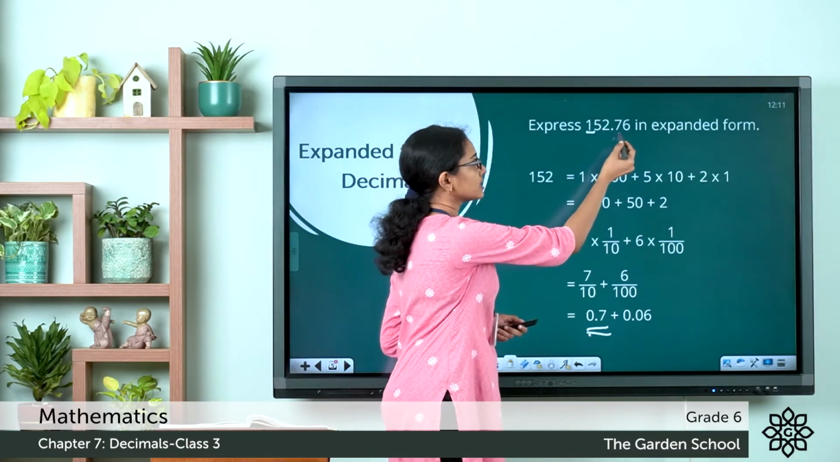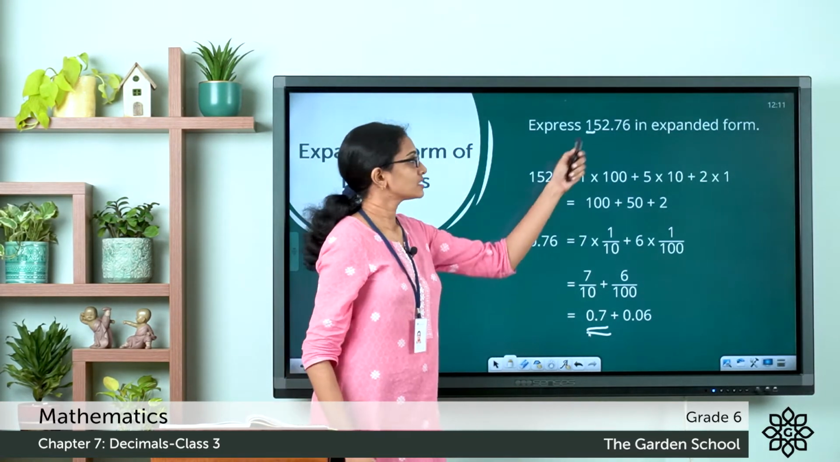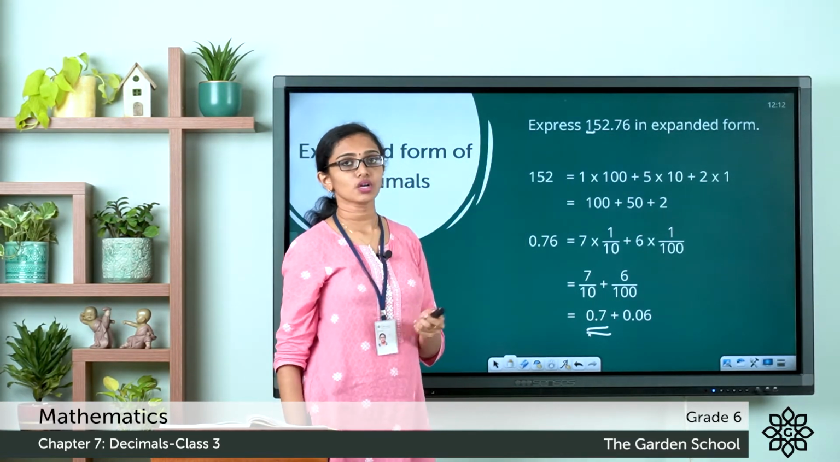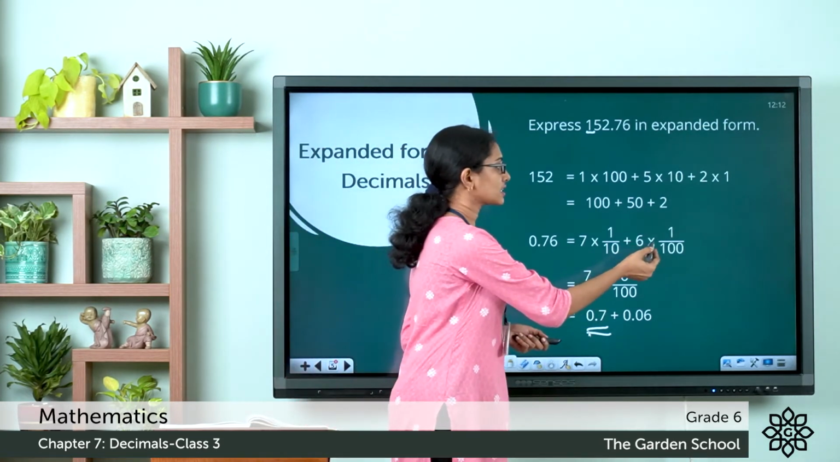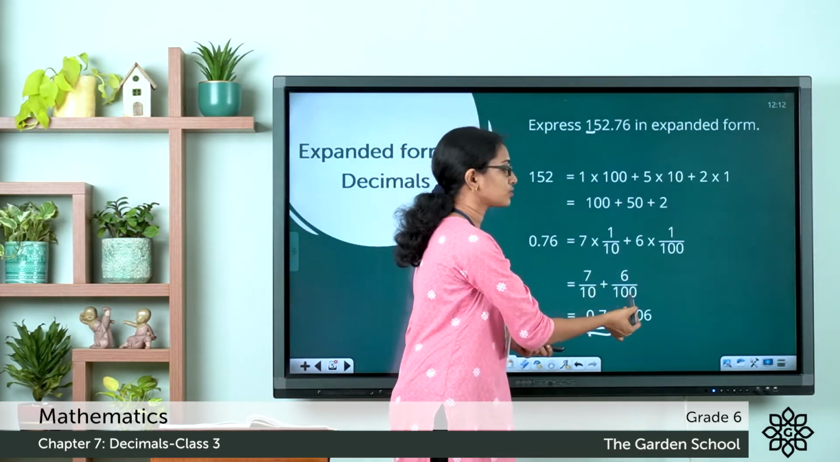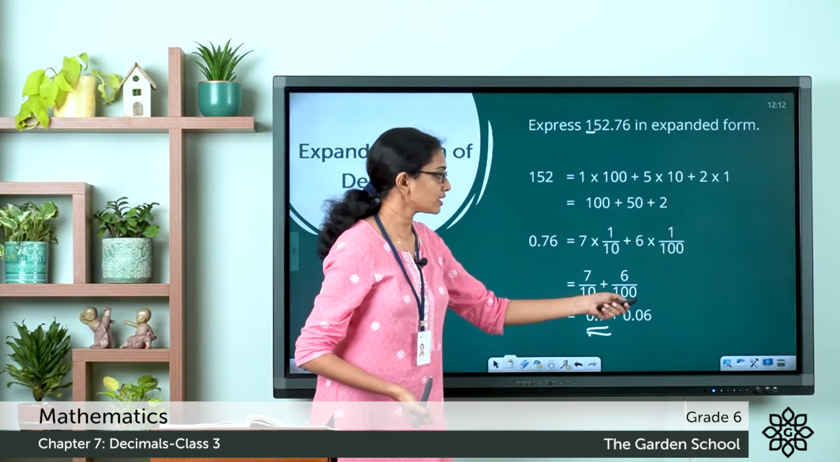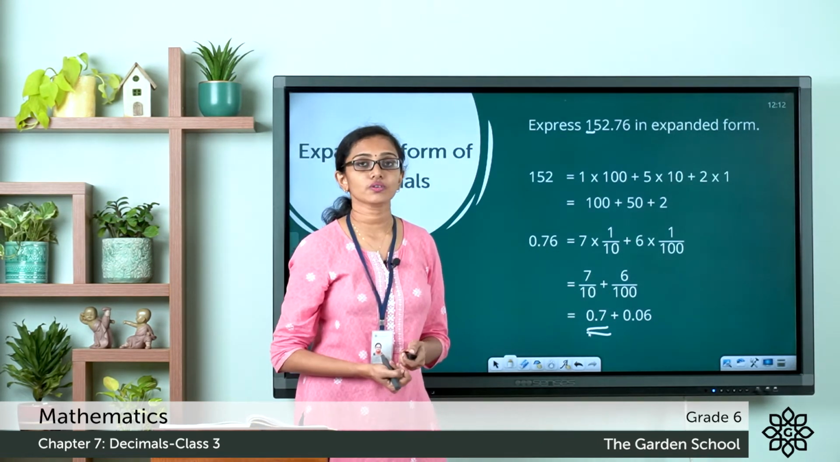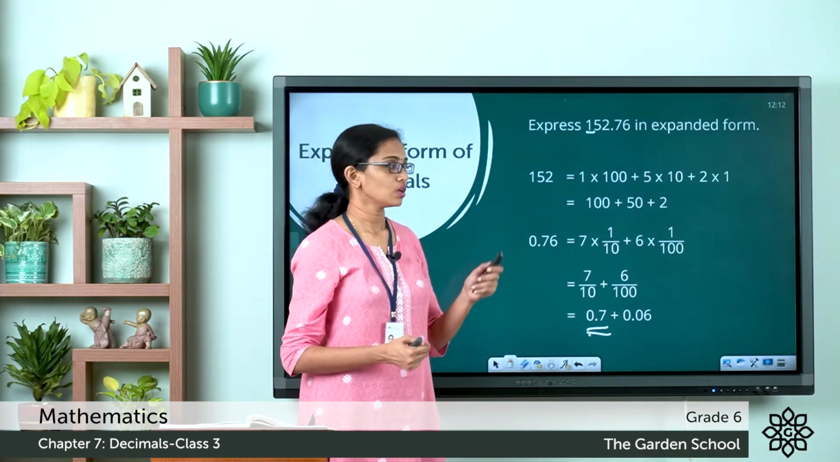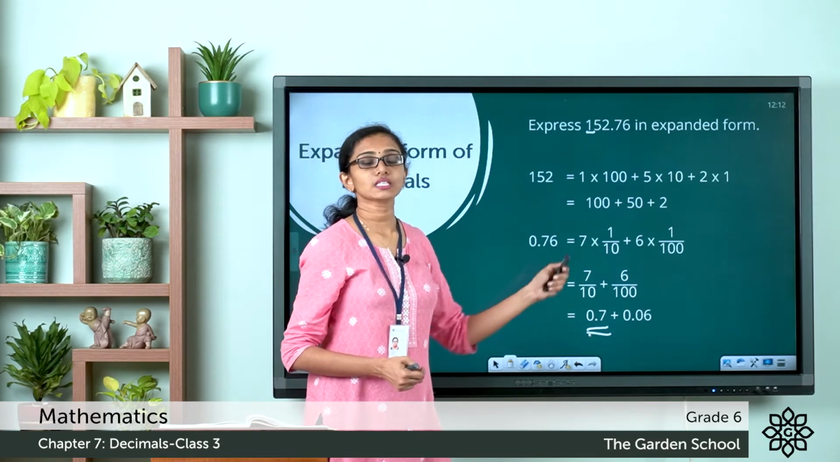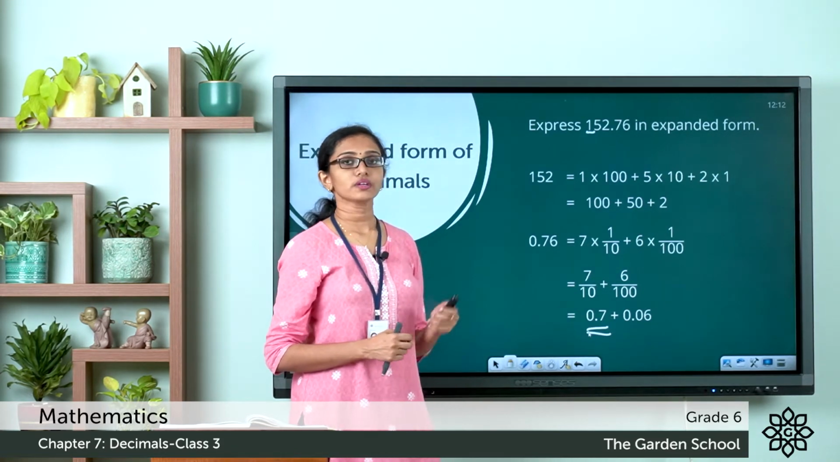Now what about the digit 6 in the number? 6 is in the hundredths place. So its place value will be 6 into 1 by 100, which is equal to 6 by 100. See here you are dividing by 100. How many zeros are there? 2 zeros are there. So you have to count 2 places from right to left of 6.